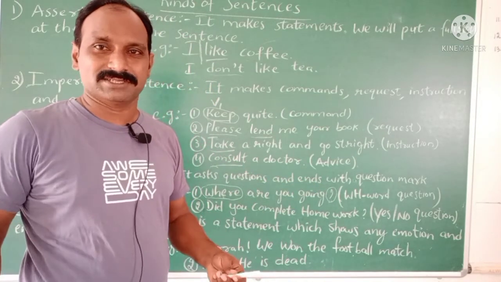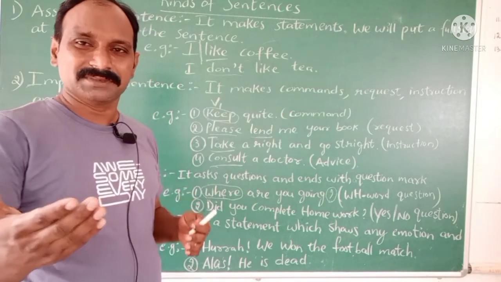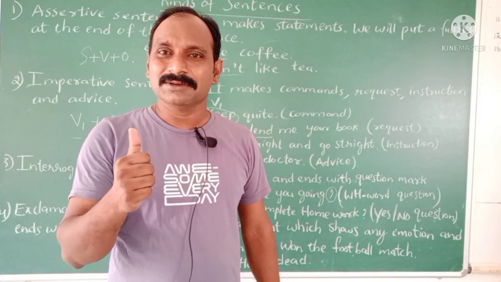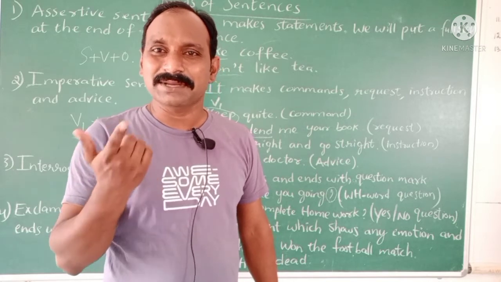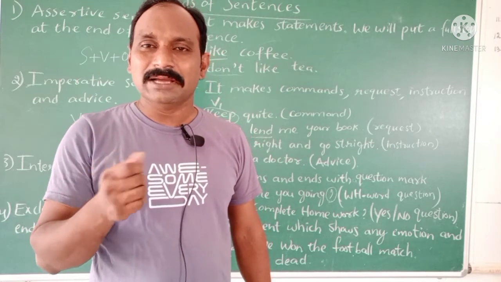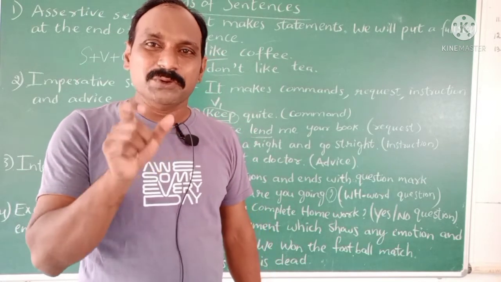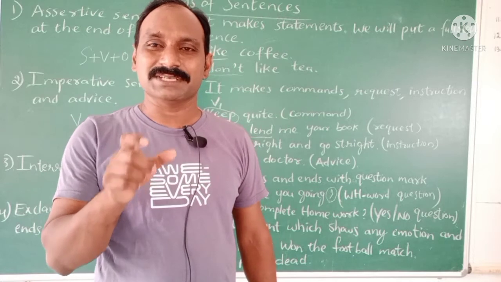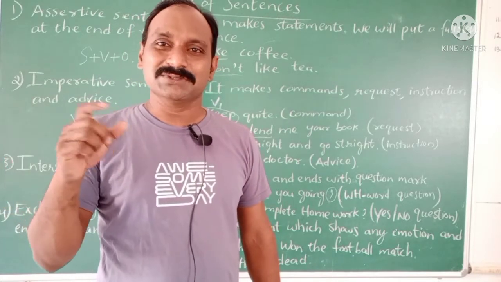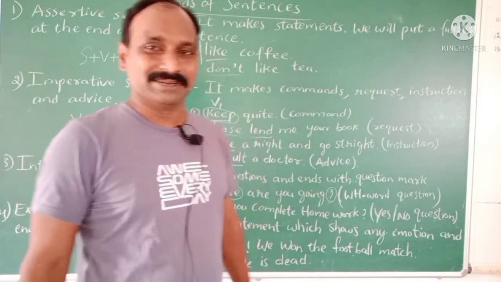We make questions. మనం questions అడుగుతుంటాం. ఎక్కడ పోయినావు? Where did you go? What is your name? నీ పేరేమి? Where are you coming from? ఎక్కడి నుంచి వస్తున్నావు? So like that, if we use WH question words in the beginning and end with a question mark, those sentences are called interrogative sentences.